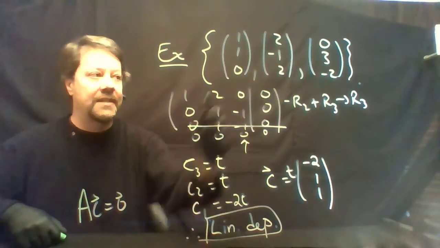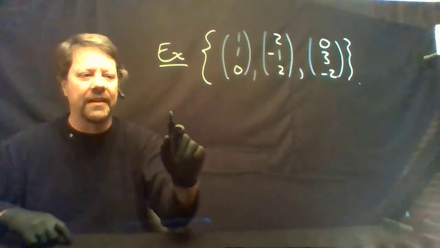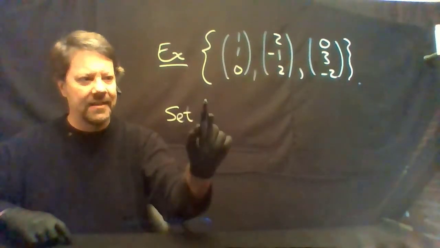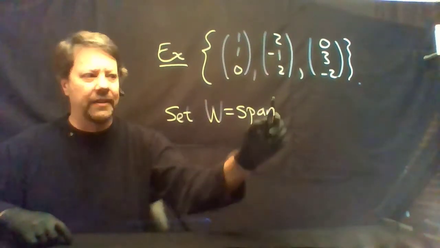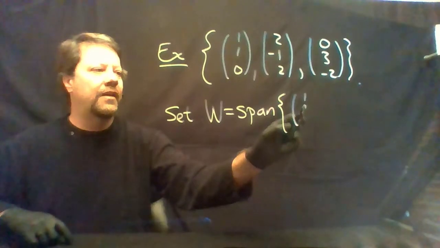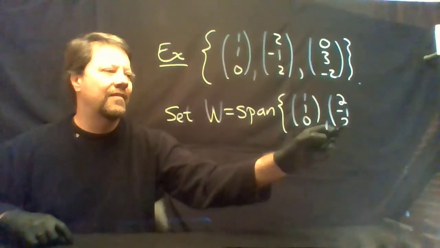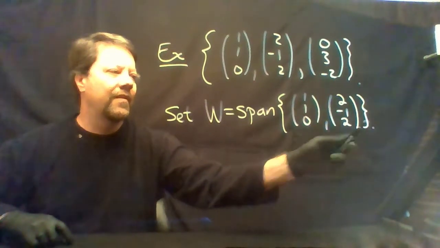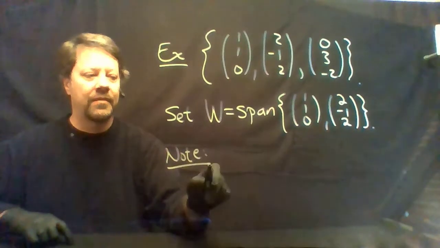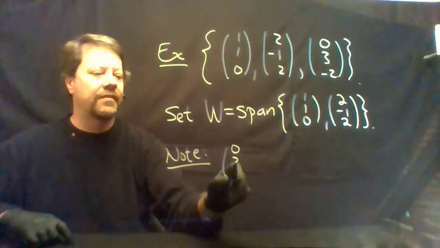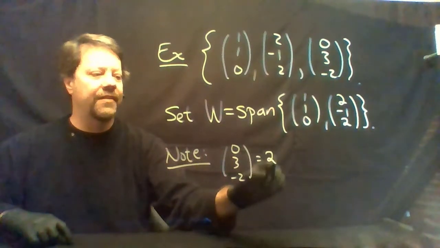It's linearly dependent. Before moving on, I want you to observe something. Let's set W to be the span, the set of all linear combinations, of the first two vectors in this set. Note, the third vector is already a linear combination of the other two.